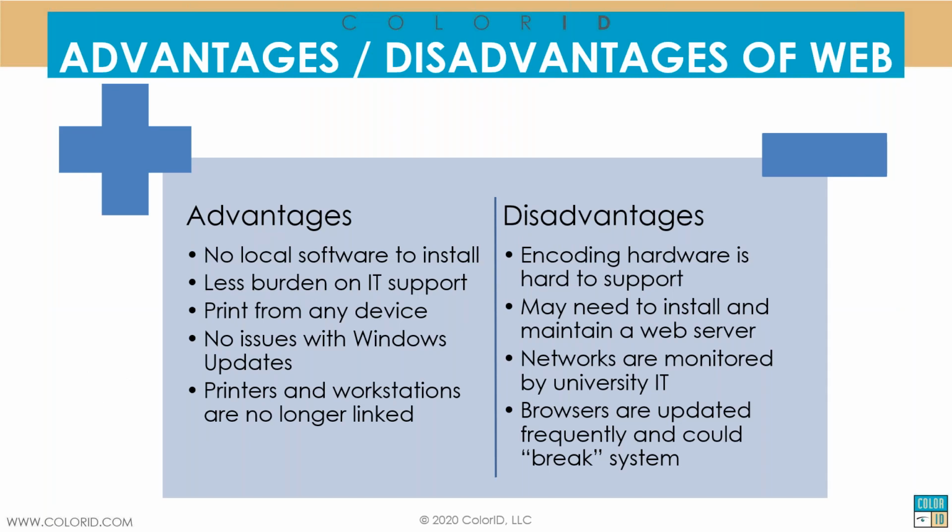The advantages are there's nothing on your local machine. IT doesn't have as much to support. You don't have to worry about Windows updates. You can print to a different printer than the one that may or may not be plugged into your local PC. However, it's harder to support hardware over a network connection than it is over a local USB or Ethernet connection from a PC directly to hardware.